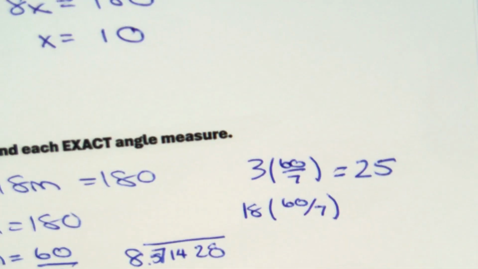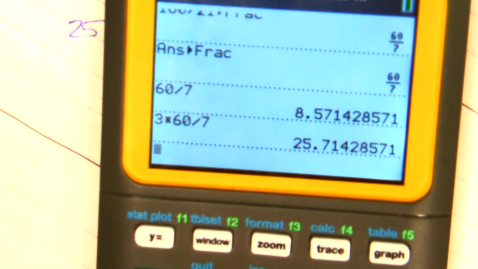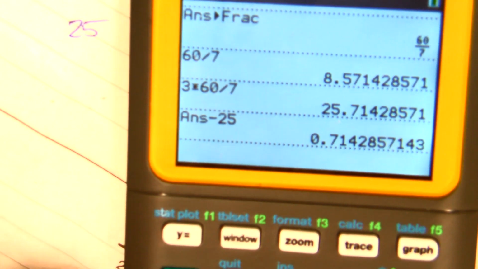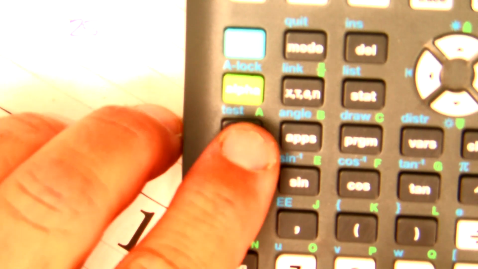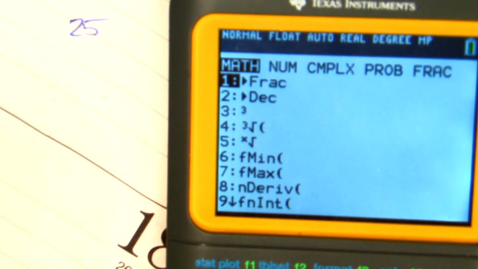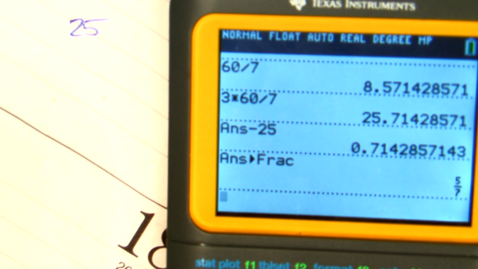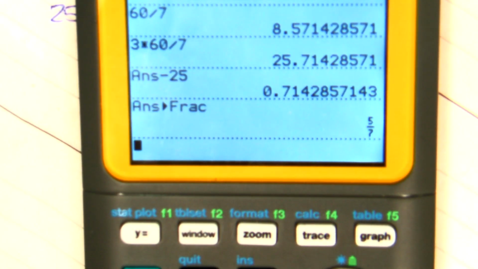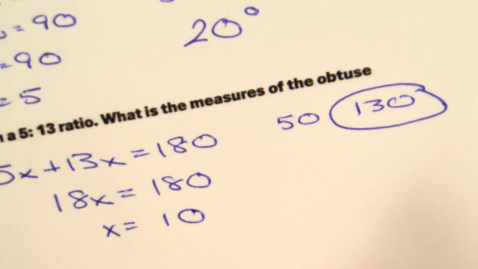Good? I then go back to my calculator and I take that part away. In other words, I just do minus 25. And then I just have the decimal part of it. Now I go to the calculator and I hit math, which is right below the green button. And fractions next to number 1. So I hit 1, I hit enter, and it'll turn it into the equivalent fraction for me, which is 5 over 7. So my final answer is 25 and 5 over 7.